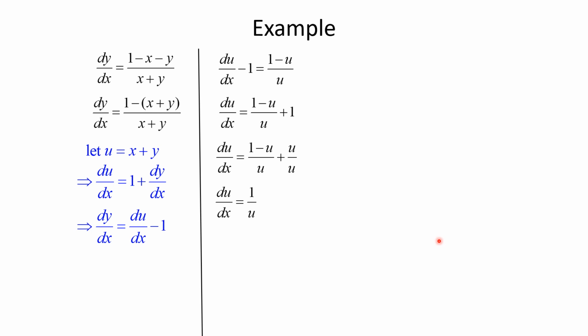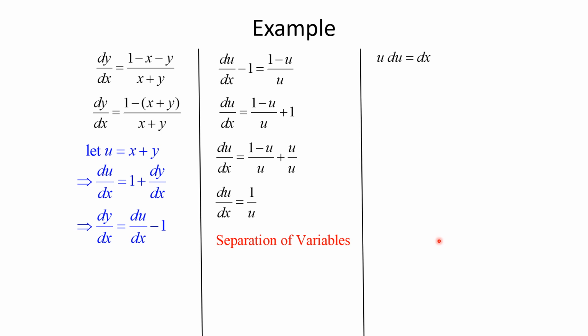Now we can separate our variables. We'll multiply u by both sides, and we'll multiply dx to both sides. So we wind up with u du equals dx. Now our variables are separated, so we'll integrate both sides. So the integral of u du equals the integral of dx. So u squared over 2 equals x plus c.